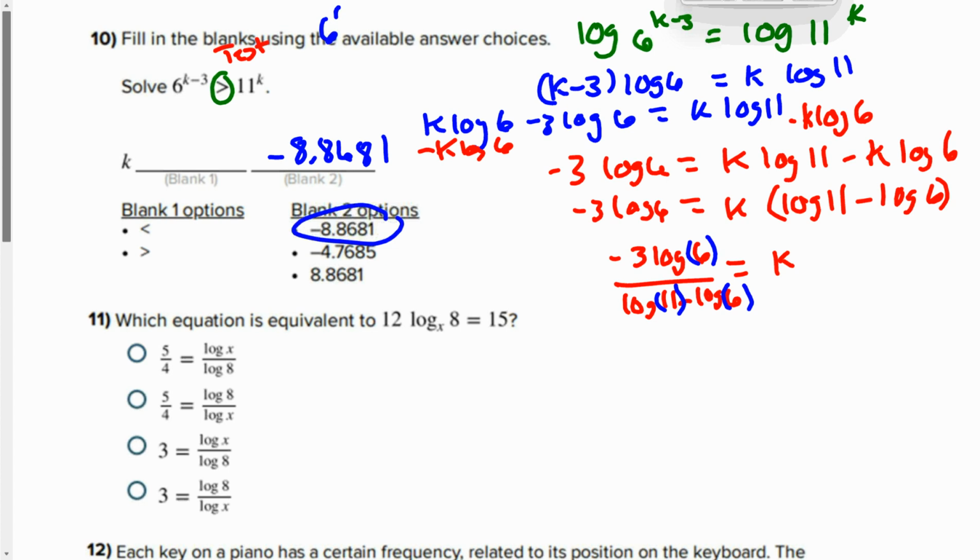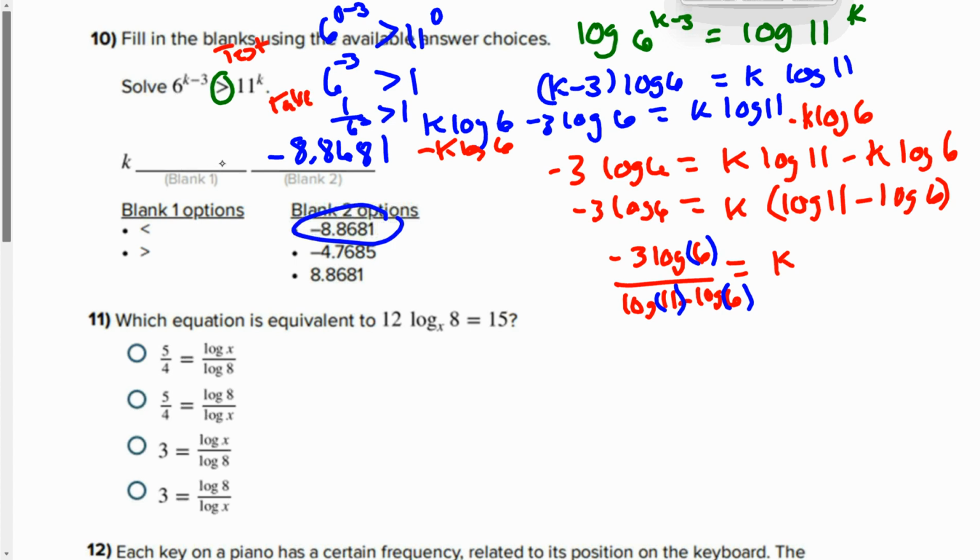So 6 to the 0 minus 3 is greater than 11 to the 0. We know anything to 0 is 1. And that would be 6 to the negative 3, which is 1 over 6 cubed, which is smaller, which is not greater than 1, so that's false.